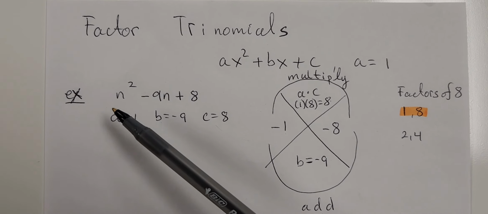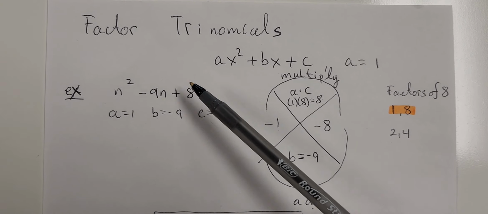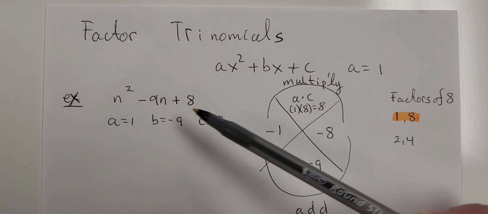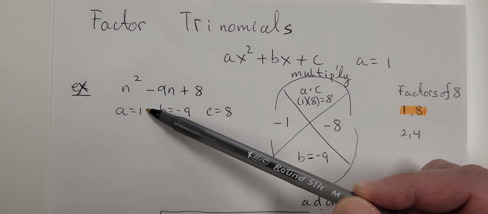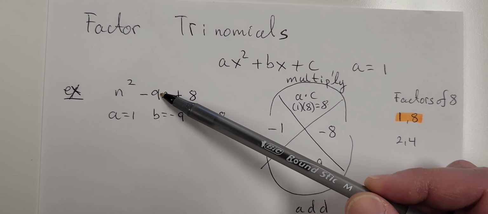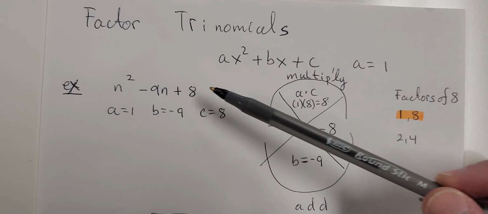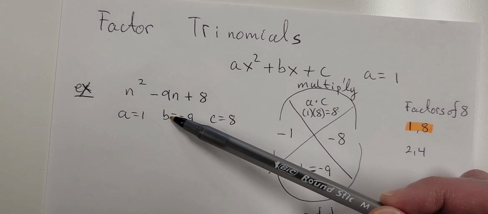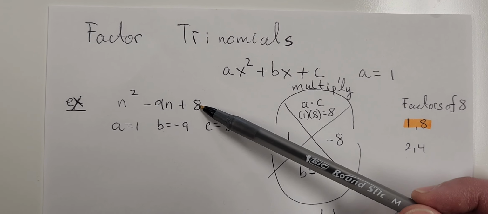So here I have an example: n squared minus 9n plus 8. Make sure to label a, b, and c. A is the first term. Since there's no number, it is always a 1. Next, the b term, which is negative 9. Next, the c term, which is 8. So a is 1, b is negative 9, and c is positive 8.